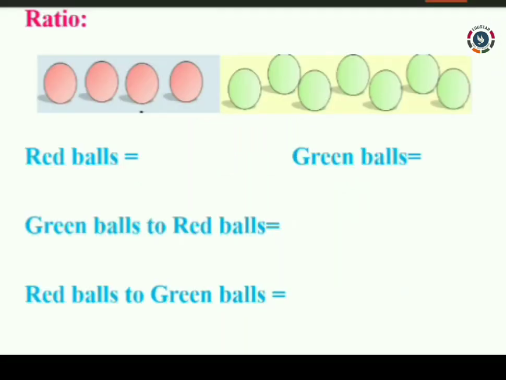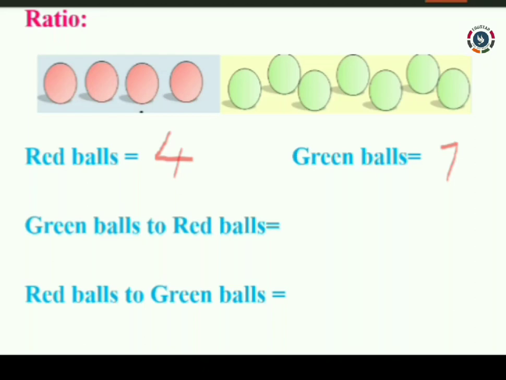In the last video we discussed how to represent ratio, right? Shall we recall now? Yes. Look at this diagram. How many red balls are there? 4. You are having 4 red balls. And how many green balls are there? You are having 7 green balls, right?